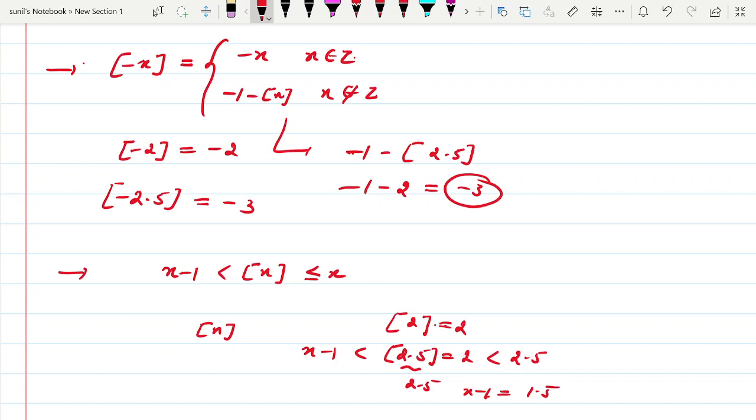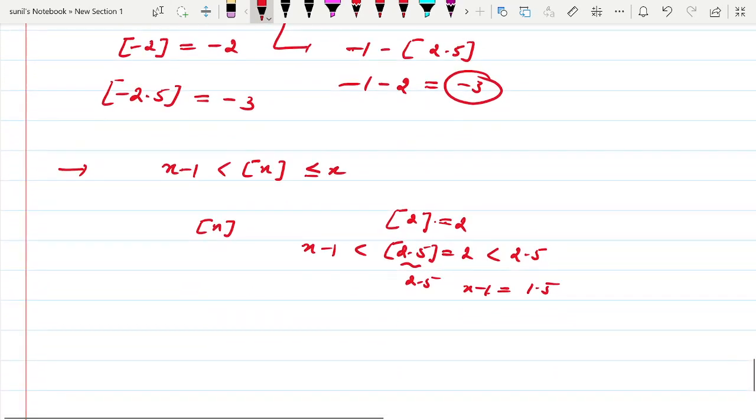Or else, if you want to prove it, you can take x as some n plus f, where f is the fractional part of x. You can solve it in cases, but no need to simplify it.